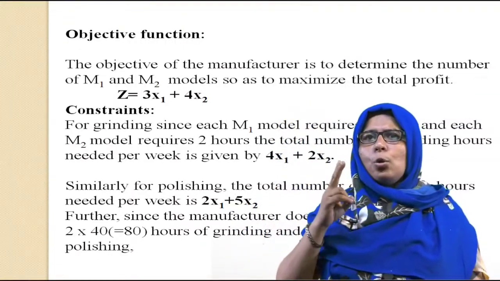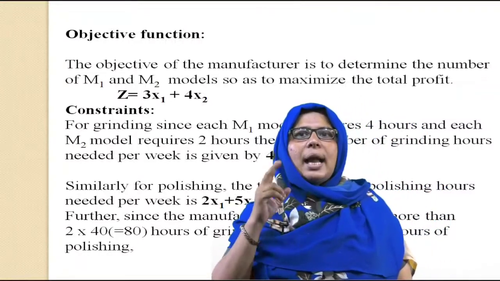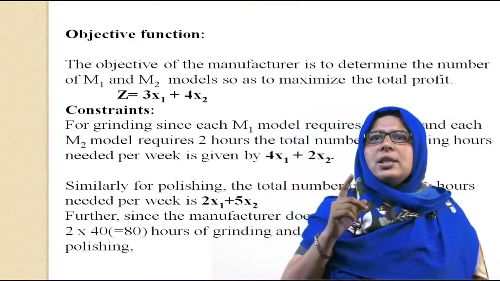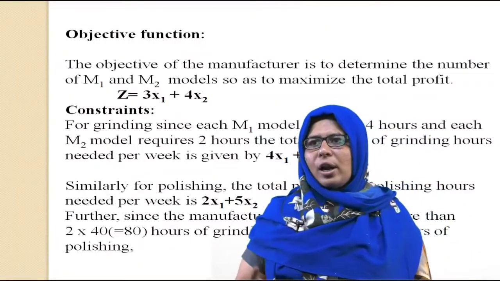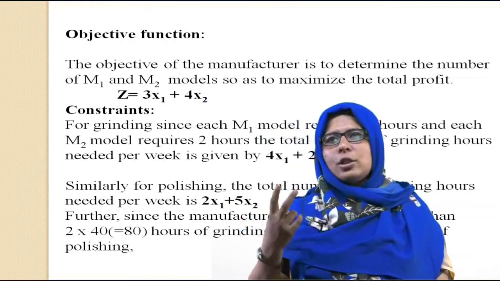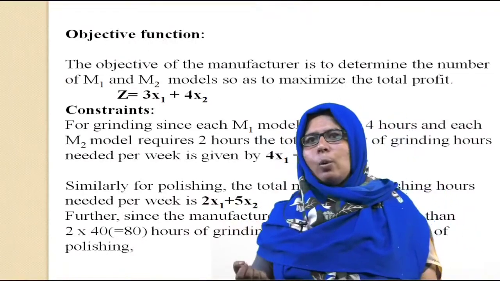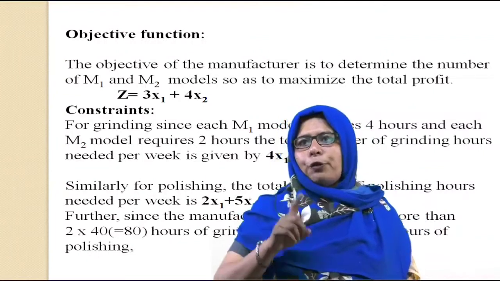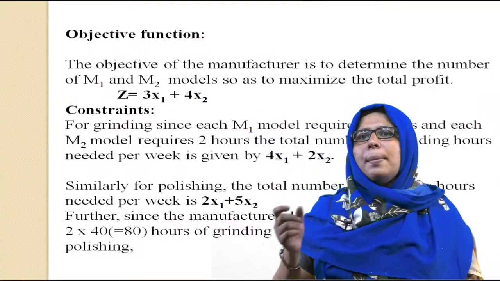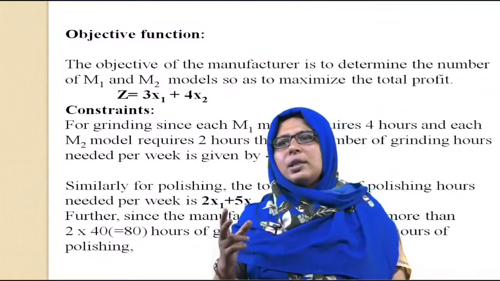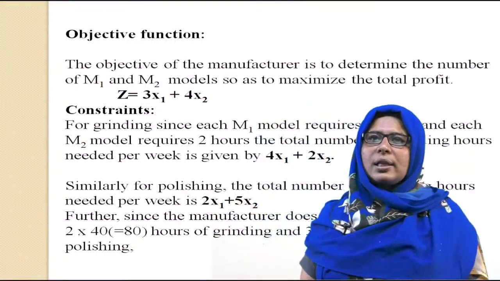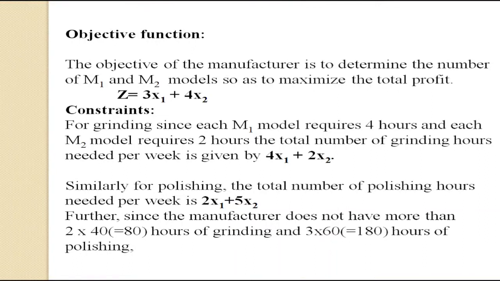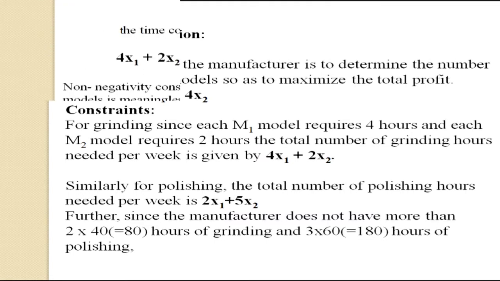For grinding and polishing. For grinding, since each M1 model requires 4 hours and each M2 model requires 2 hours, the total number of grinding hours needed per week is 4x1 plus 2x2. Similarly, for polishing, the total number of polishing hours needed per week is 2x1 plus 5x2. Further, the manufacturer does not have more than 2 into 40 equal to 80 hours of grinding and 3 into 60 equal to 180 hours of polishing.